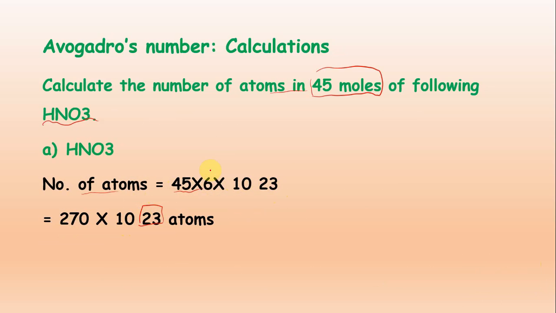This is the power over here, and you have to write it in this way. So this will be the answer, and in this way you can calculate the number of atoms, molecules and ions, and that will be called Avogadro's number.